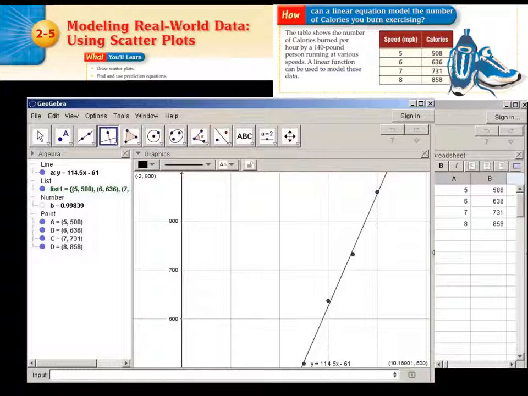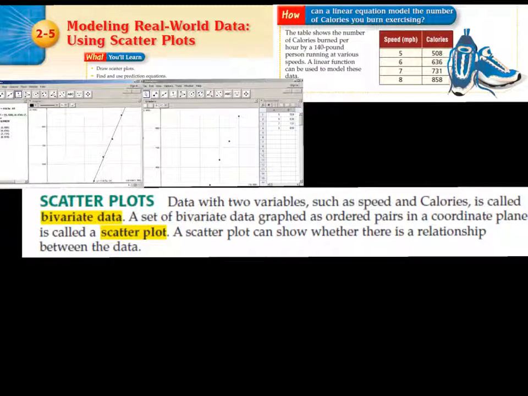On the graph itself. So now I could use this as my prediction equation if I wanted to predict how many calories would be burned at 10 miles per hour. I could plug that in. 20, I guess we're running, so nobody would be running 20 miles per hour. Probably not. Data with two variables, such as speed and calories, is called bivariate data.